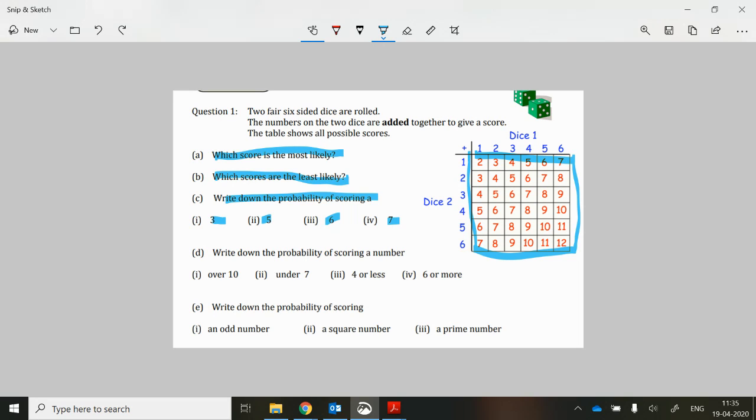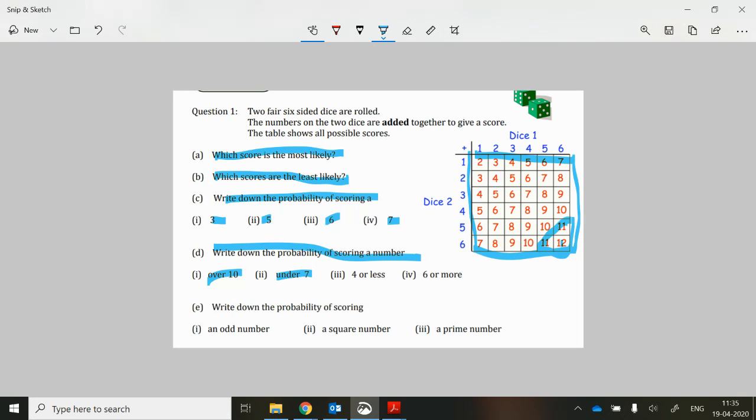Okay, question part D here. It says write down the probability of scoring a number over 10. So scoring a number over 10, well, we just need to find out how many numbers here are over 10 and write that out of 36. So there's 1, 2, 3 which are over 10. So we write 3 over 36.